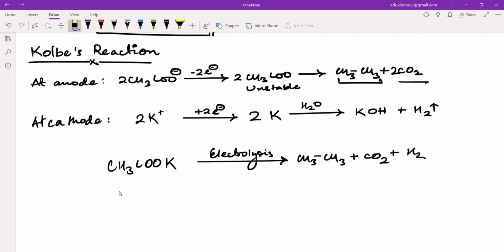So you can write this: if you have CH3COOK, then in electrolysis you are going to form a hydrocarbon with double the number of carbon atoms. So write this down. Let me know if you're done.